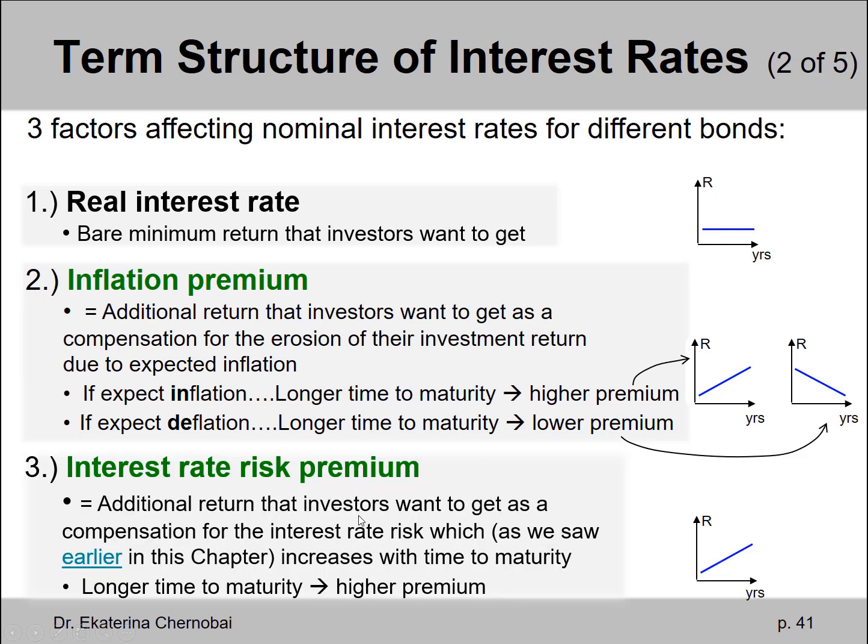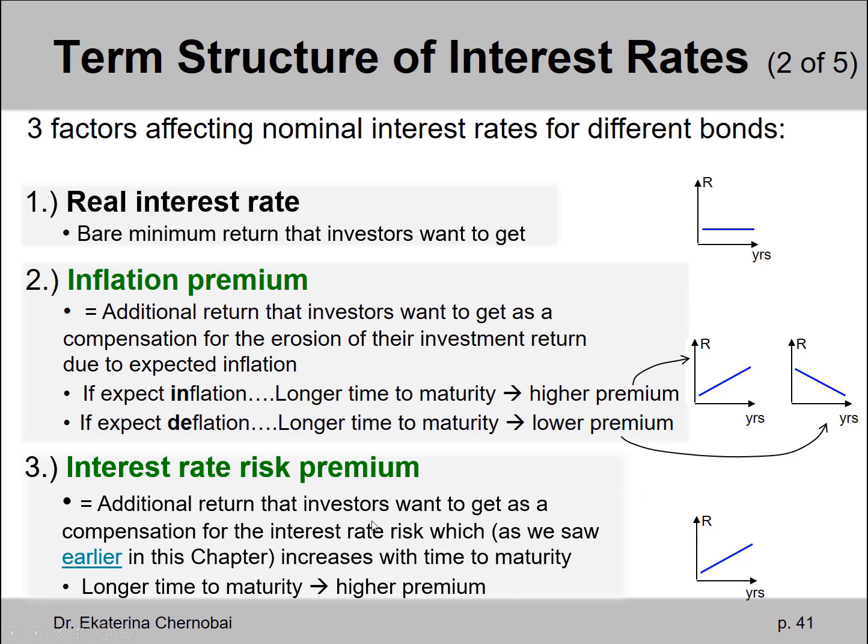The third thing that's also very important is something which we already had earlier in chapter 7, interest rate risk premium. So what we had earlier in this chapter was the idea that bonds that have a longer time to maturity fluctuate in their price a lot more when there is any slight change in interest rates.